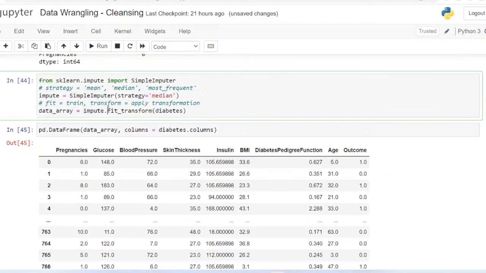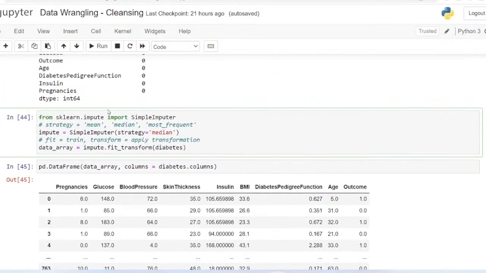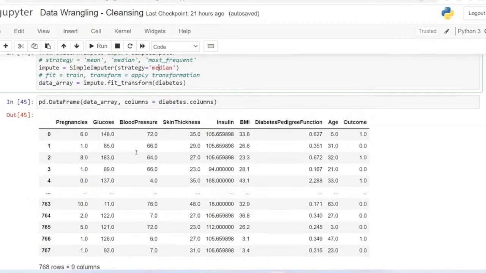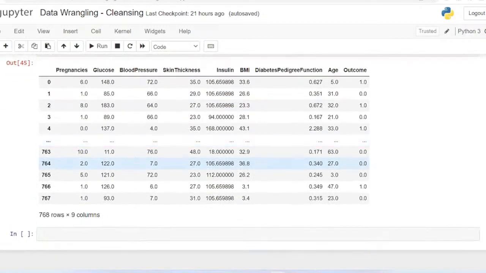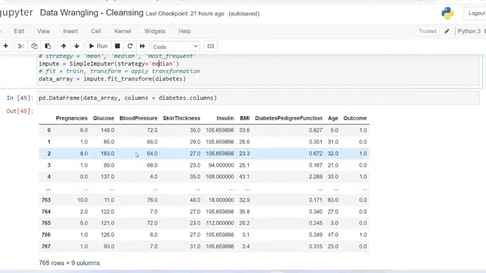But this is such a nice option when you know that one type of strategy you are applying to multiple columns. You can simply apply it to your data frame, and like this, all your missing values are handled.